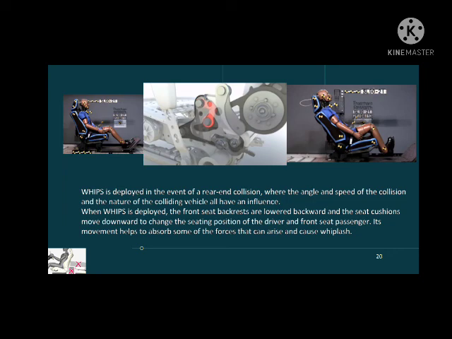However, depending upon the pre-impact posture of the occupant, the motion characteristics of the backrest are to some extent adaptable to the occupant position relative to the backrest.